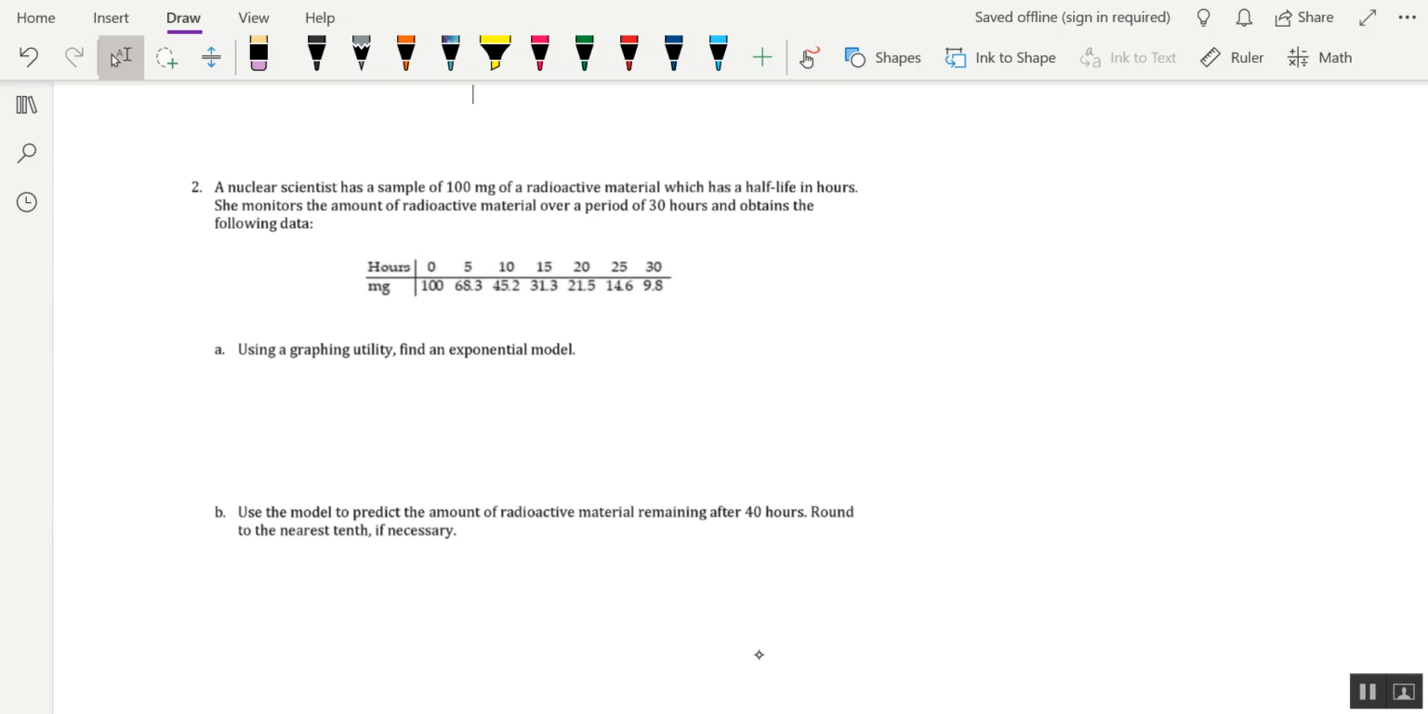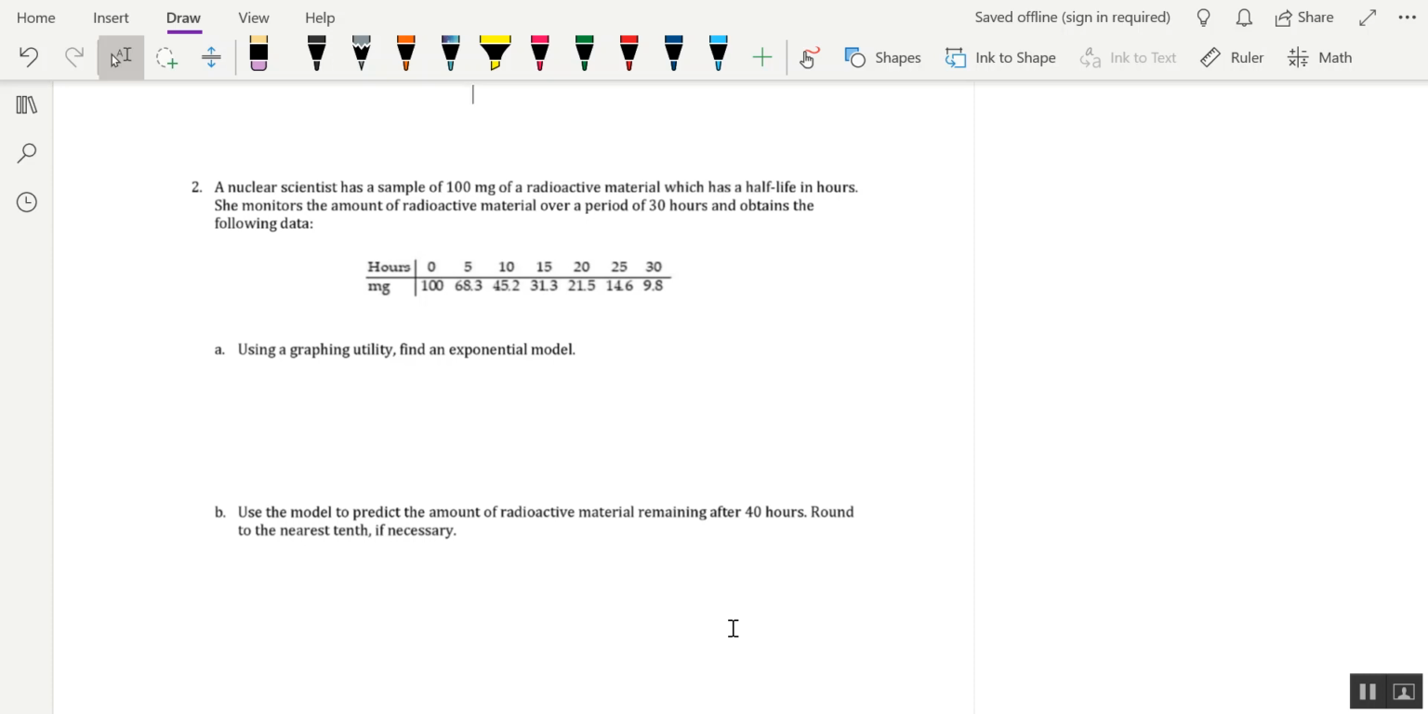So here's the situation. A nuclear scientist has a sample of 100 milligrams of a radioactive material, which has a half-life in hours. She monitors the amount of radioactive material over a period of 30 hours and obtains the following data. And you can see that data is being collected right at the get-go and then in increments of 5 hours each. So part A wants us to use a graphing utility to find an exponential model.